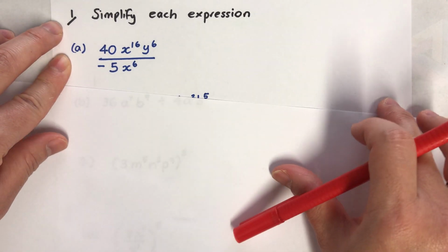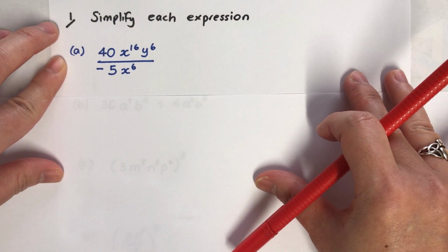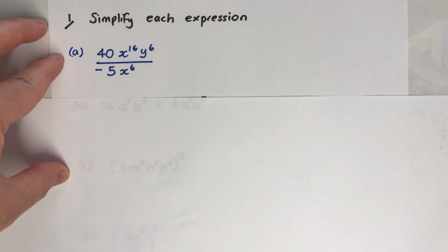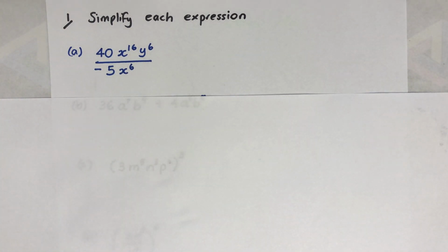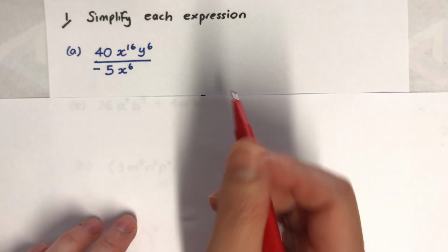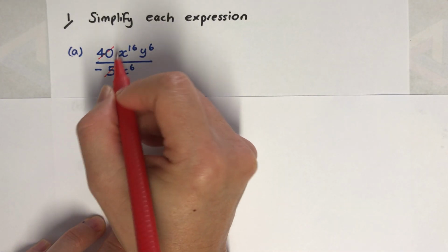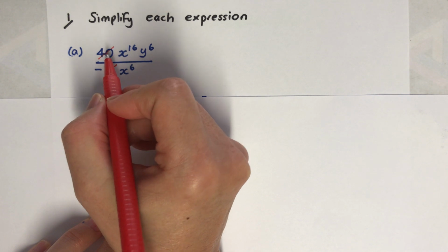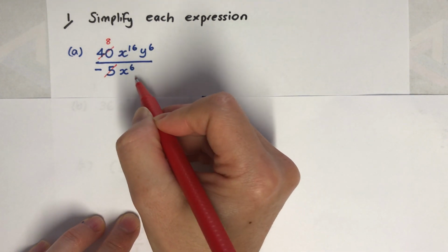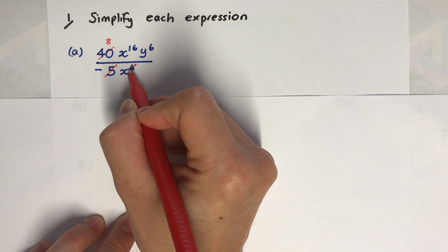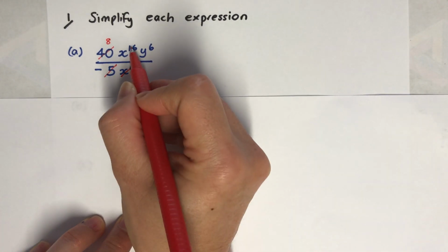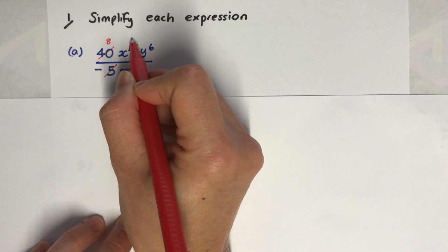I'll just cover this so that we can concentrate on one question each. Simplify each expression. 40x to the power of 16 times y to the power of 6, all over minus 5x to the power of 6. Here I will do the numbers first. How many 5s go into 40? 8. So I'm going to put 8 here.